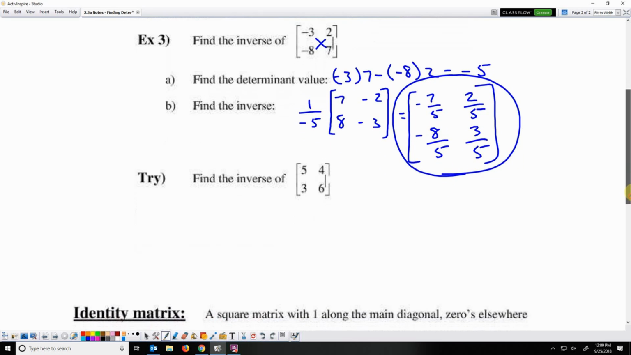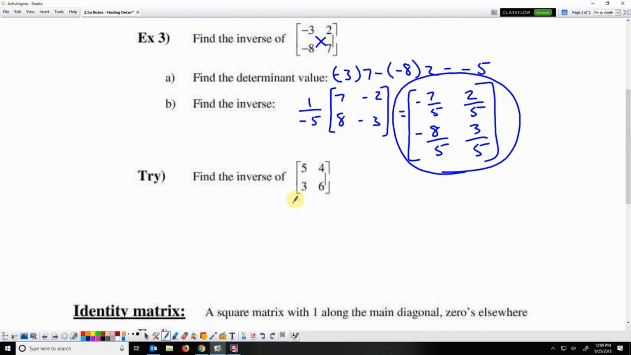Okay, so let's try another one. First, in order to find the inverse, we must find the determinant. So the determinant is found by doing the product of the main diagonal minus the product of the secondary diagonal. Okay, so that's 30 minus 12. So the determinant is 18.